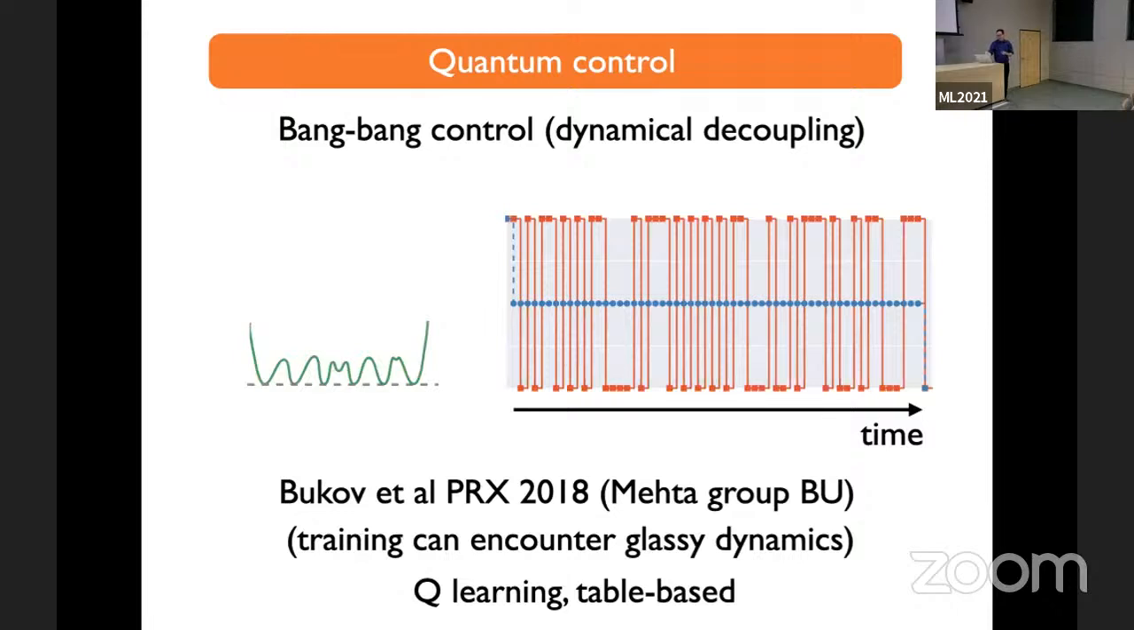Here's an example of one of the earlier cases where people applied reinforcement learning to quantum systems. It's still a very simple system. Imagine a spin, and you give sudden pulses to the spin. You can flip the spin around and make it, for example, less sensitive to decoherence, or try to prepare a quantum state in this way. So it's called bang-bang control. And that is something that was analyzed quite intensively in 2018 using table-based Q-learning.